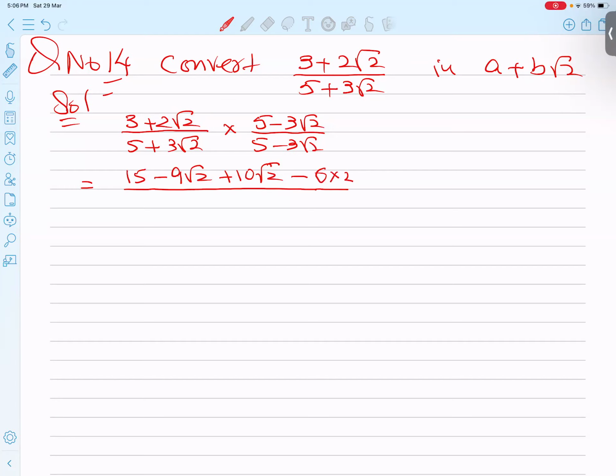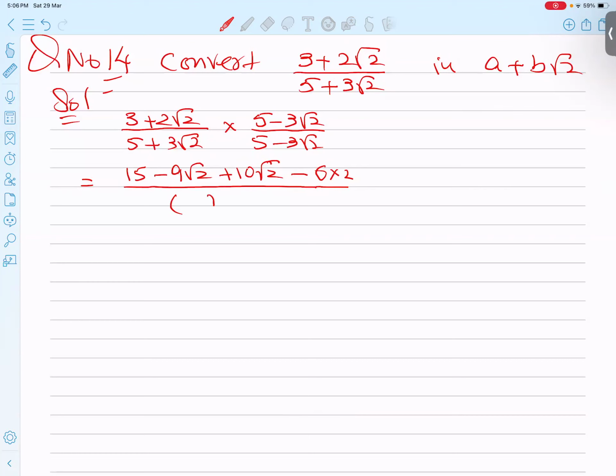Okay, upper part done. For the down part, no need to do the same process. If I do the same process, it's not wrong, but it will take a lot of time. And what is the short technique I have? Square of first term minus square of second term. 5 will come here, 3√2 will come here. So a little bit hard algebra.